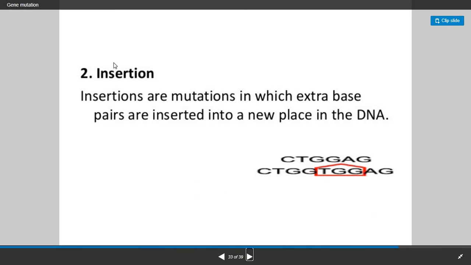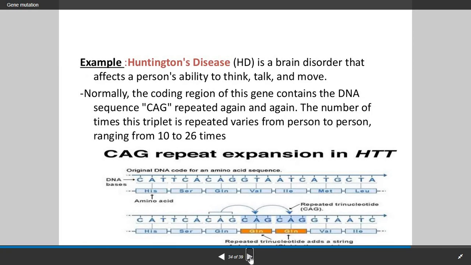Second is insertion. These are mutations in which extra base pairs are inserted into a new place in the DNA. Here you can see the original sequence, CTGGAG. After the double G, three bases are inserted, and the new sequence is as follows: CTGGTGGAG. So this type of mutation is known as insertion mutation.